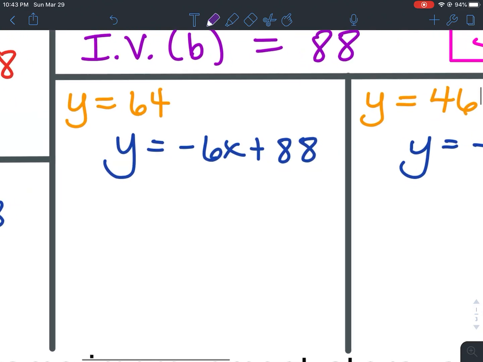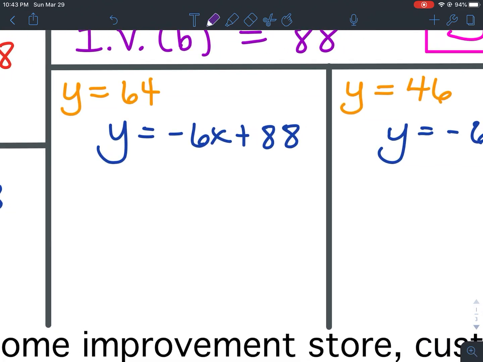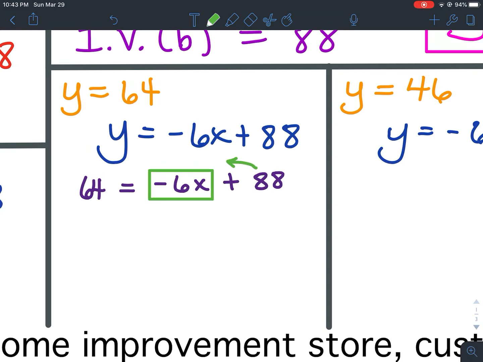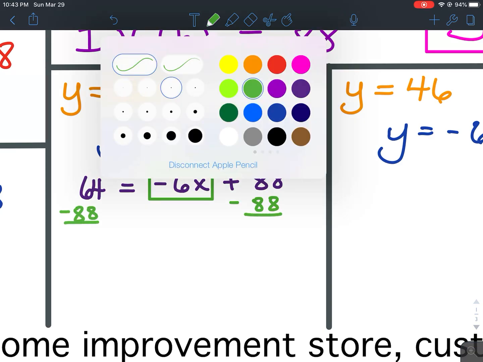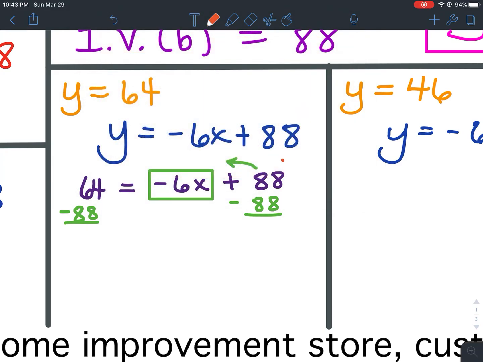Okay, so let's go to the y equals 64. So the 64 is going to go in for the y. So 64 equals negative 6x plus 88. This is now a two-step equation that we've been doing since the beginning of the year. I want to solve for x, so I box my variable term. I need to take this to the other side. So the inverse operation of positive 88 would be to subtract 88 from both sides. So that would cancel those out.